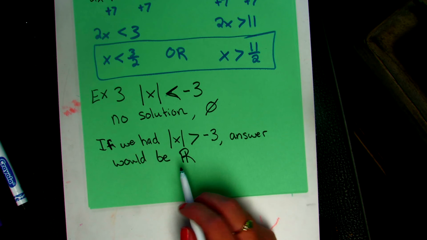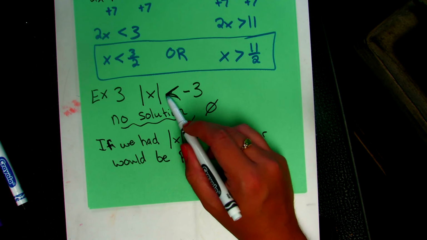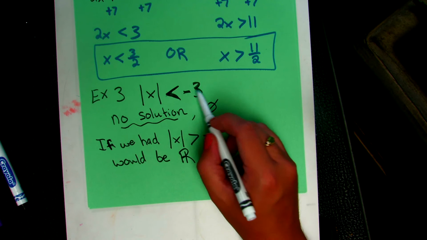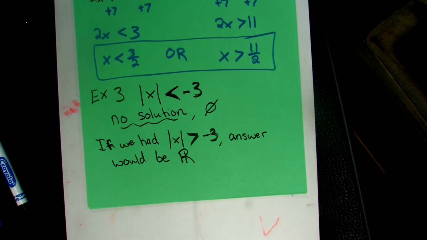So just be careful. The only time that you get no solution is if you have an absolute value that is less than a negative number. If it's greater than a negative number, then your answer will be all real numbers.